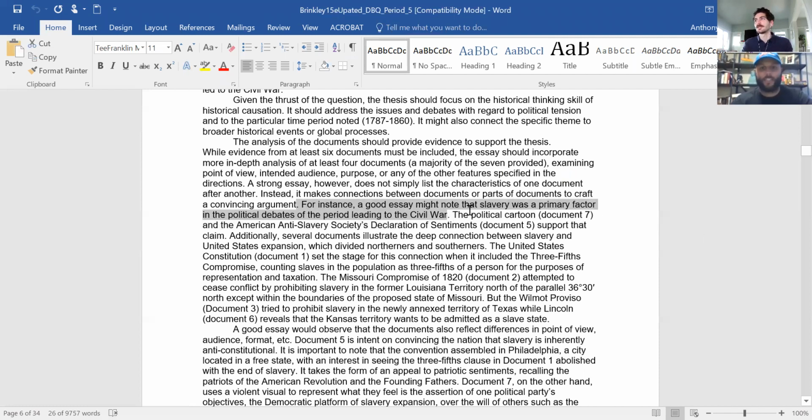Right there, it's that the primary factor in political debates was slavery. And this is where I always tell the kids every year, and basically anybody that will talk to me about it, that when we talk about the Civil War, there is no other driving reason than slavery. People who say that slavery wasn't the cause of the Civil War are wrong. It was. I respectfully disagree, adamantly. So the political cartoon and the Declaration of Sentiments support that part.